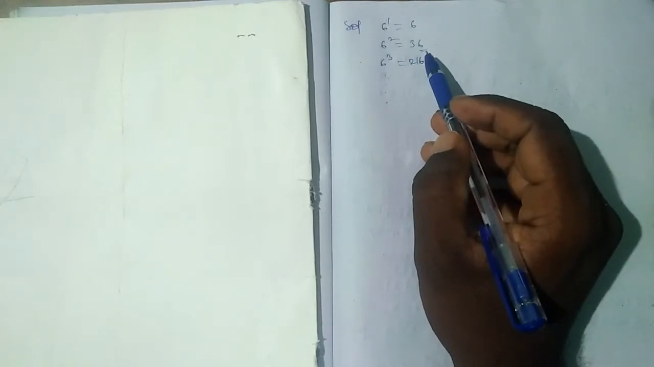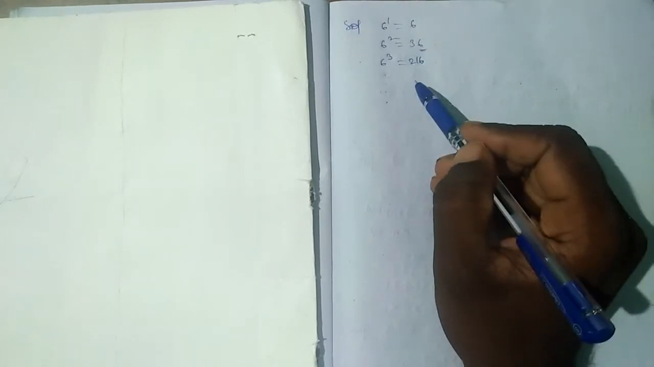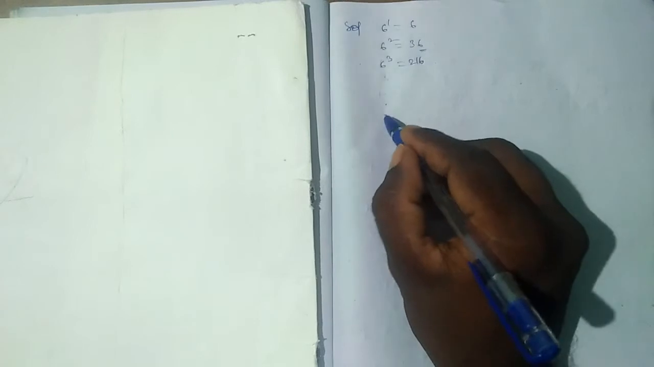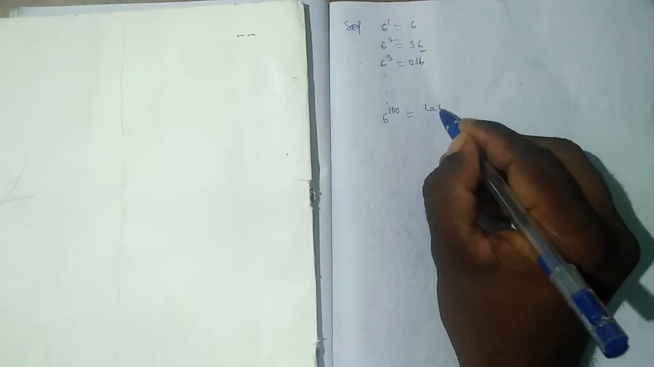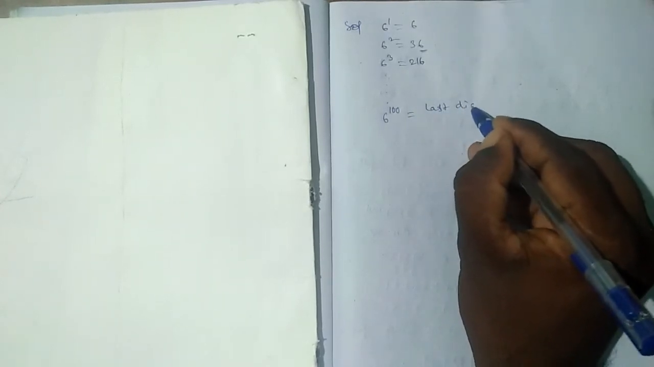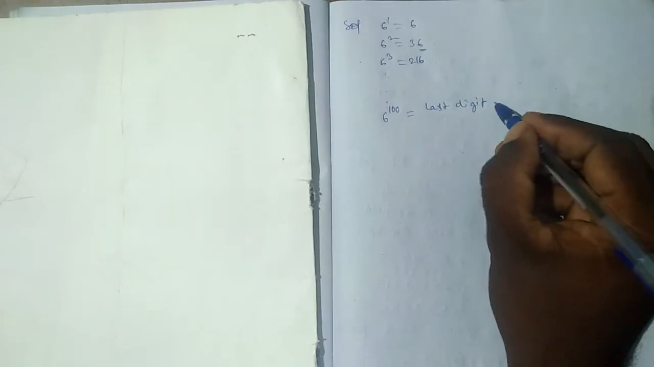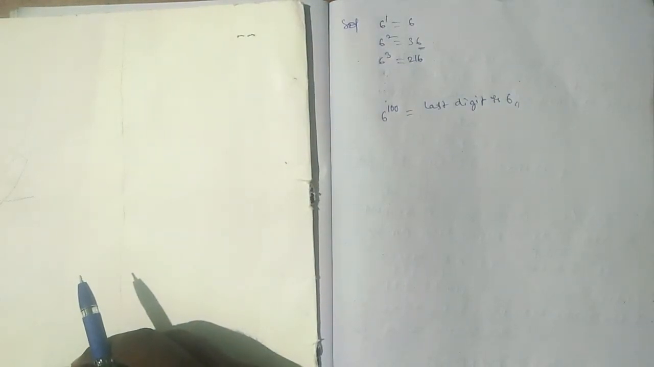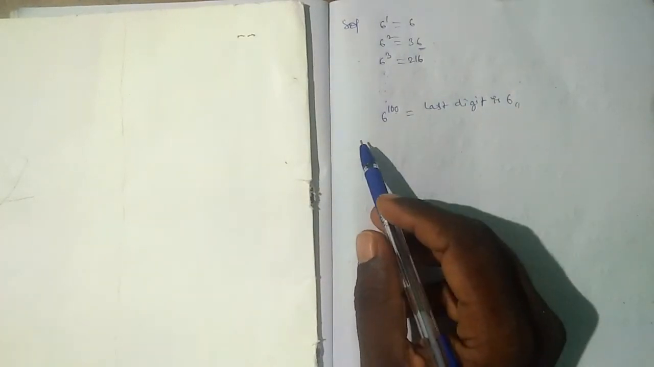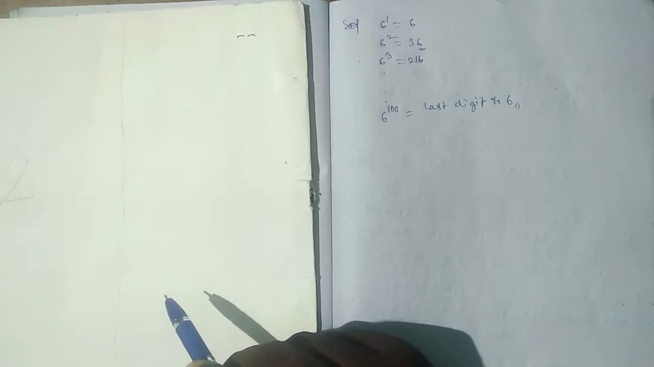If you write any power of 6, the number ends in 6. So that's why for 6 to the power of 100 also the last digit is 6. Why? Because we multiply 6 into 6, 6 times 6 is 36. Always we get the last digit 6 in this number. As well, 6 to the power of 100 also has last digit 6.